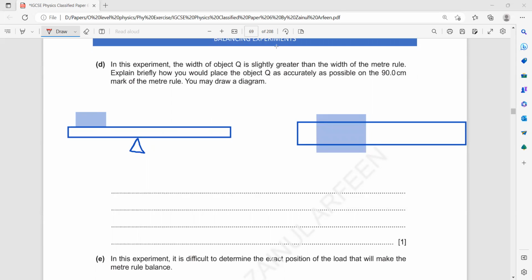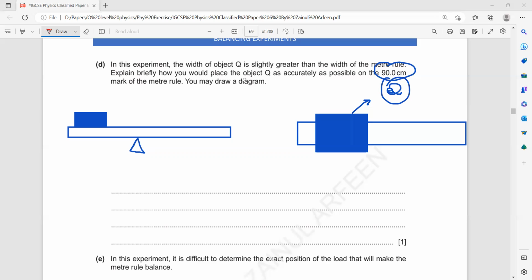So the question is, the width of an object Q is greater than the width of a meter rule. So if the width of the object is greater than the width of a meter rule, you won't be able to tell where the center lies. I cannot identify where the center of Q will lie. So how would you place Q exactly at the 90 centimeter mark? How can we identify that it is exactly at the 90 centimeter mark?